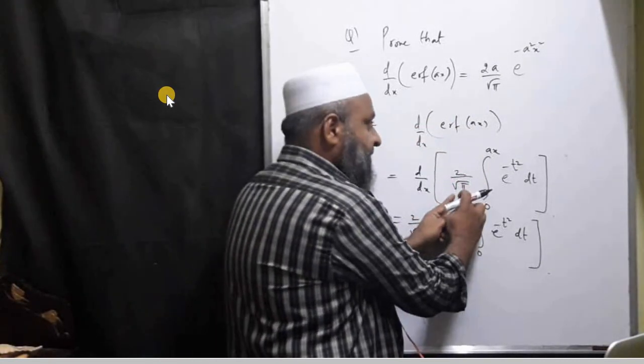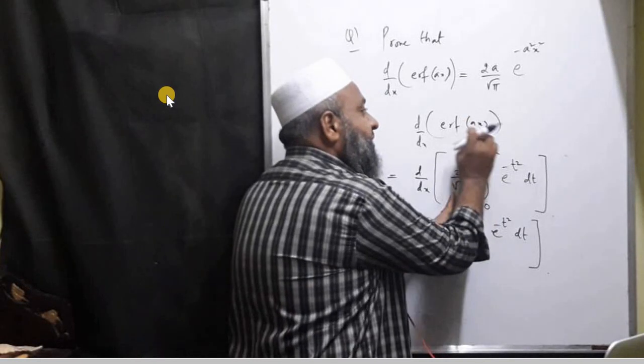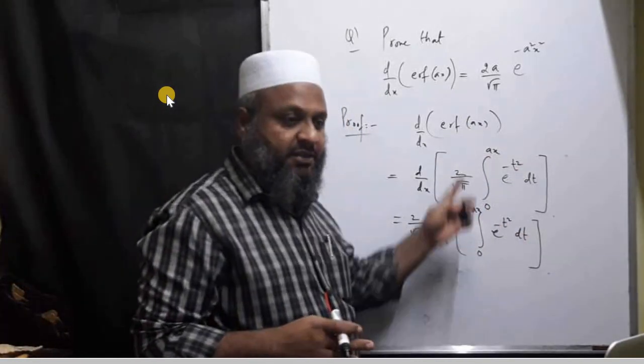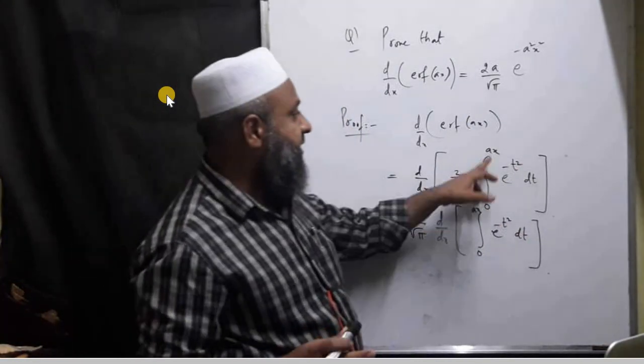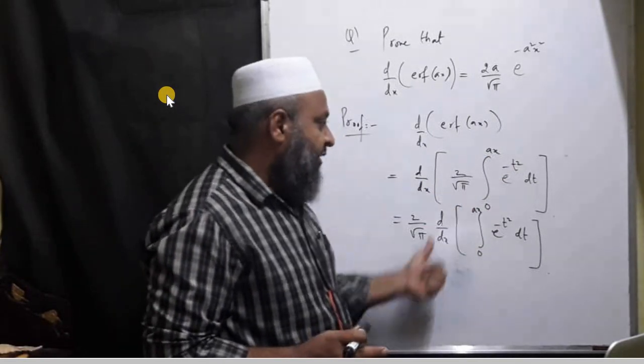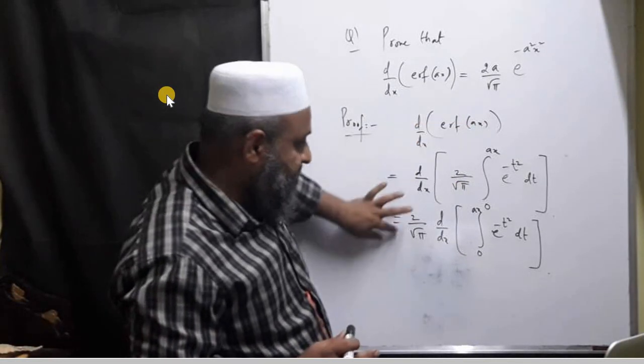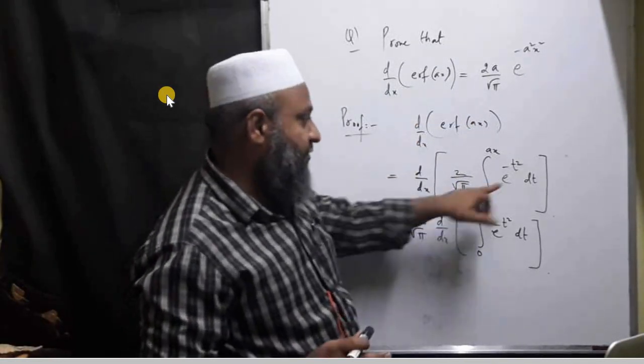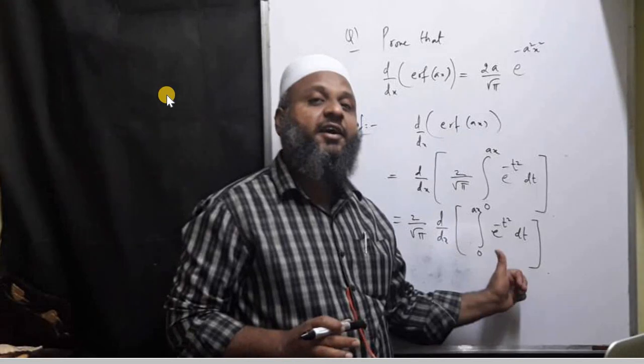That error function of x is 2 by root pi times this integral. This particular input has come as the upper limit. You know that the upper limit will be taken as the input of that error function, of course. Now if you look at this, I have taken out the constant 2 by root pi, d by dx of this integral. Now here is the technical problem.